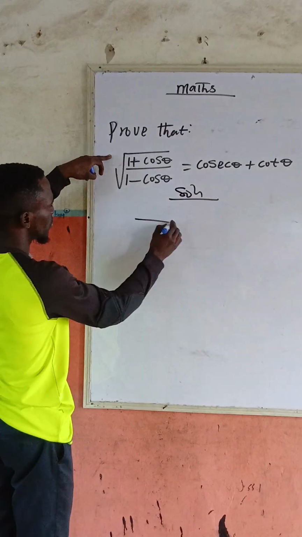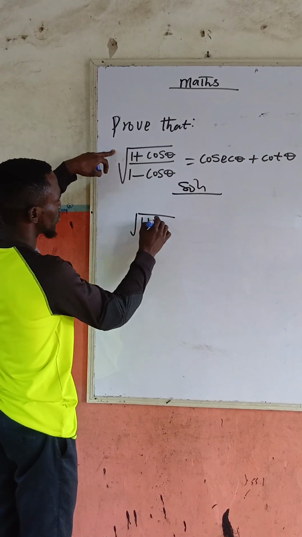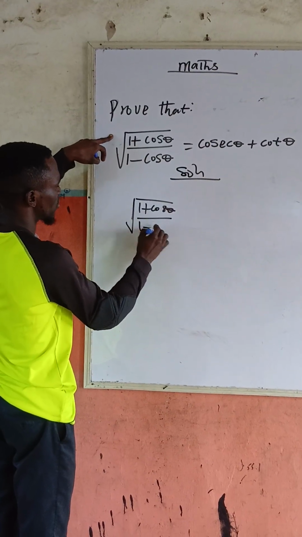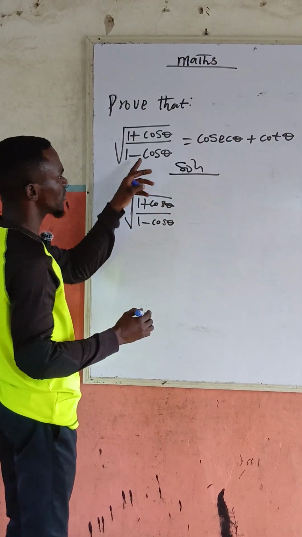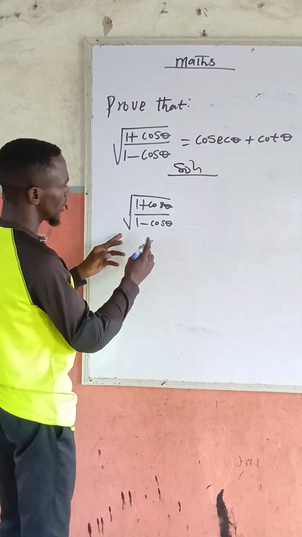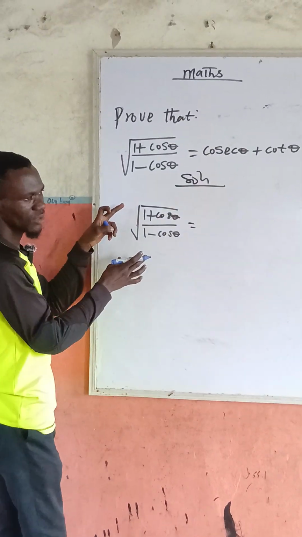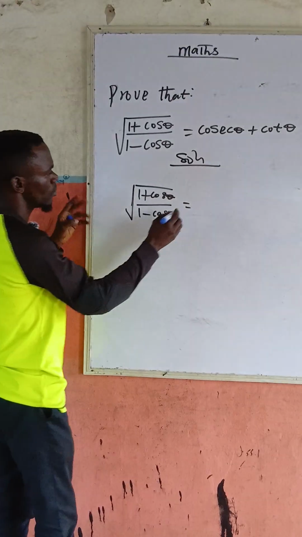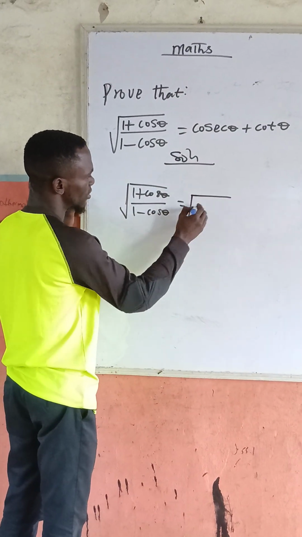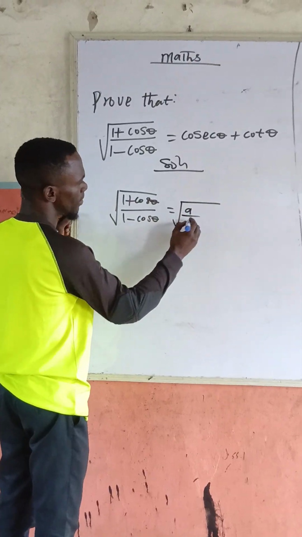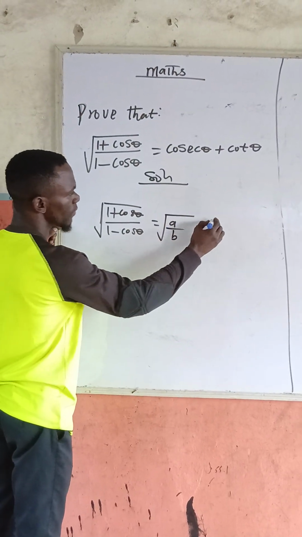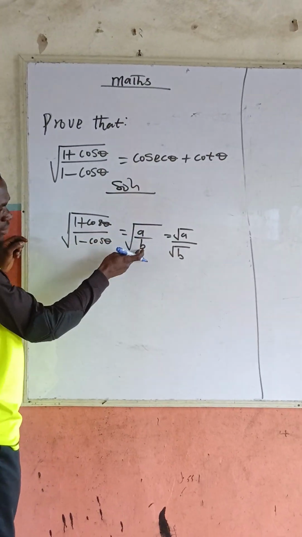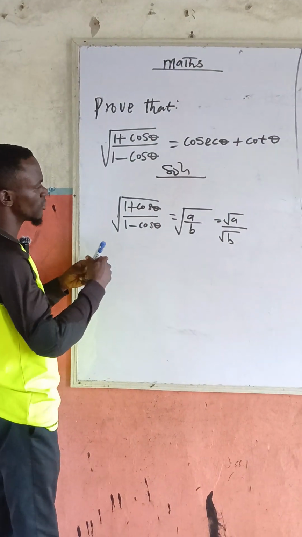So we have root of 1 plus cos theta over 1 minus cos theta. We have to prove that this one is equal to this one. In this case now, we are going to isolate this root, because this is basically a surd. We are going to be applying the law of surd. When you have something like root A over B, since now we have root A over root B, because this square root affects both numerator and denominator. So that's what I'm going to be doing in this place now.